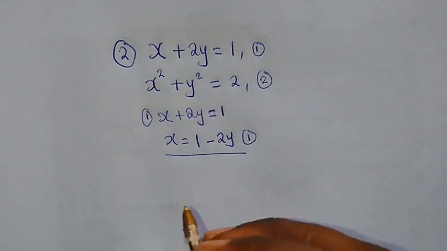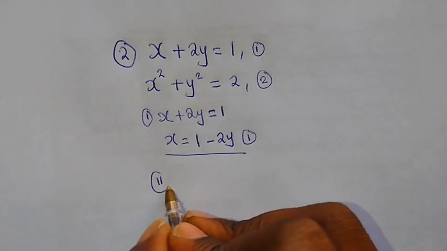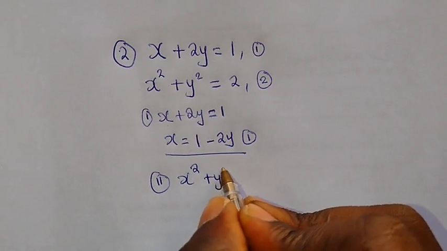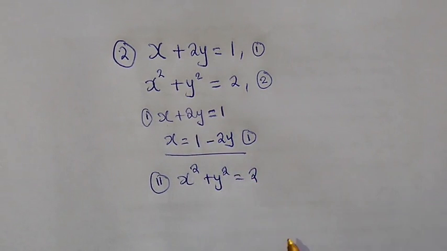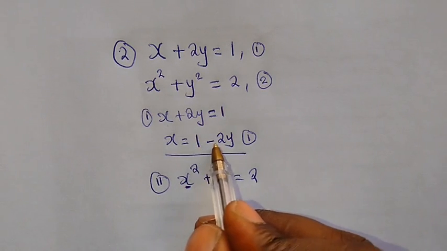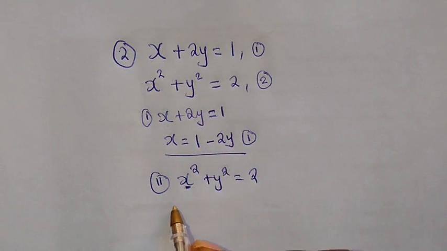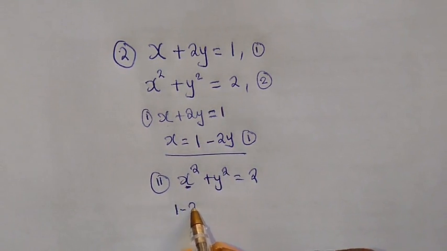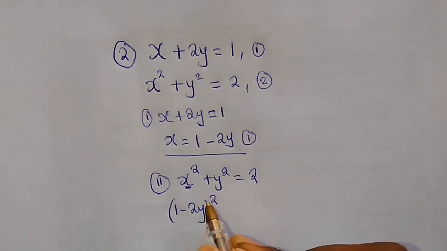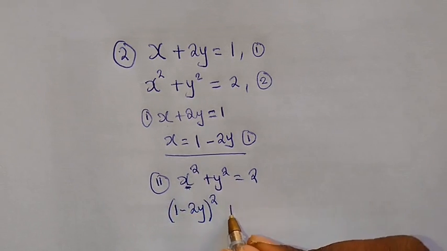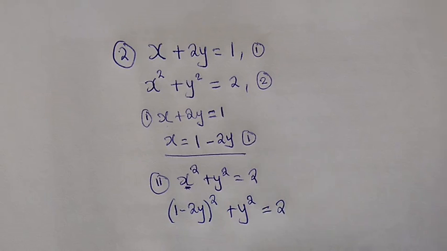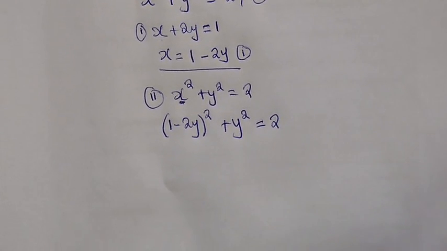Of the formula. Now from here, we come to equation 2, which is x squared plus y squared is equal to 2. So here, where there is x, we are going to put 1 minus 2y. So we'll say 1 minus 2y here in brackets, and then we square it because this x was squared, then plus y squared is equal to what? 2. Okay? Then from here, what are we going to do?